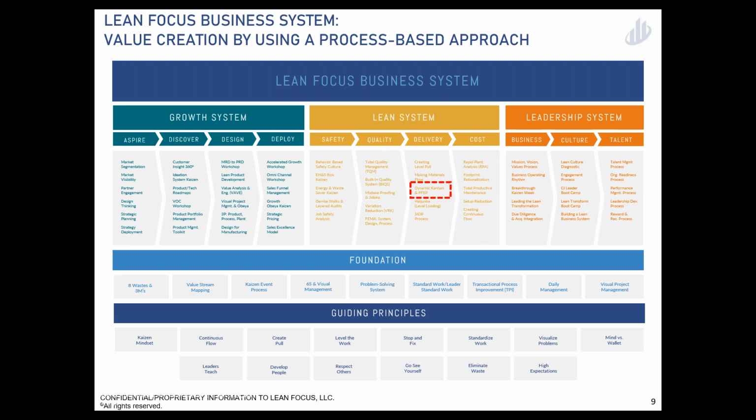And then the section at the top is on the left, the growth system. How do you grow your business? The center is the lean system, the core of lean. And on the right, you've got the leadership system. How do you develop your business, your culture, and your talent? You'll see that little box around Dynamic Kanban PFEP, or plan for every part. That's a lean term. That's what we're going to be looking at today. So we're within the lean system portion of the lean focused business system.